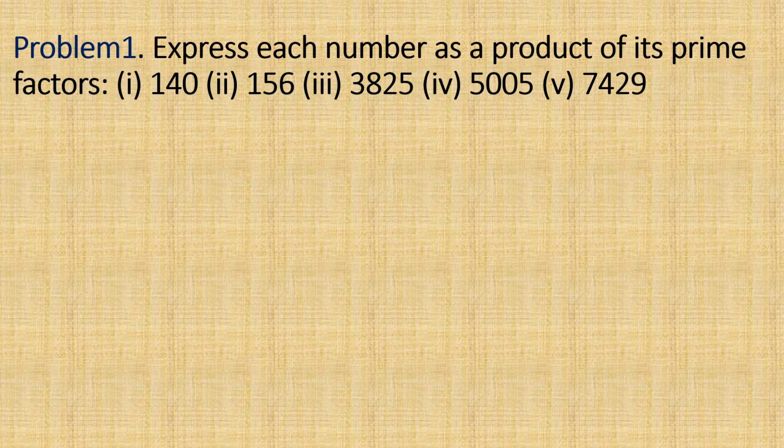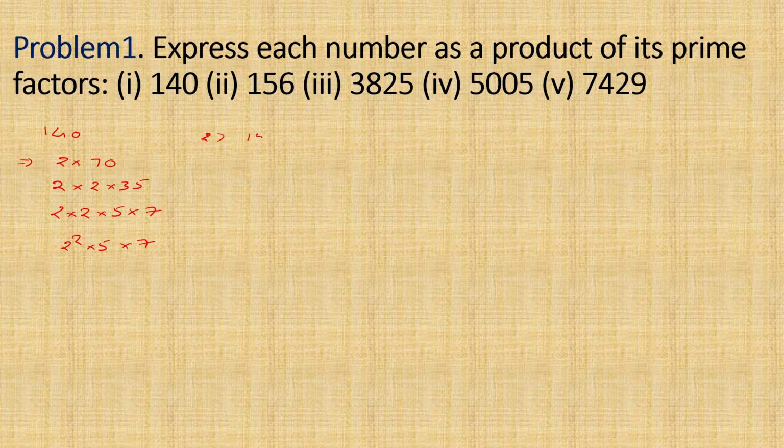Here some problems are there. Express each number as a product of its prime factors. I will write it fast, and you can do it as homework. Here, 140: 2 into 70, 2 into 2 into 35, 2 into 2 into 5 into 7. So 2 square into 5 into 7.